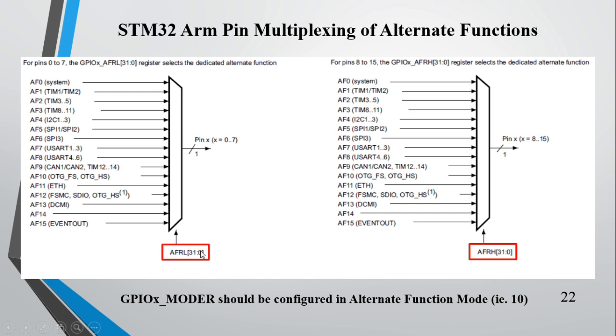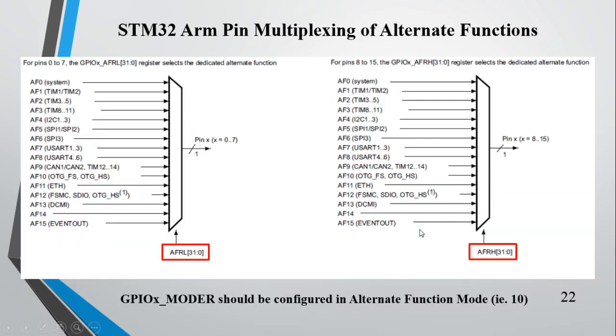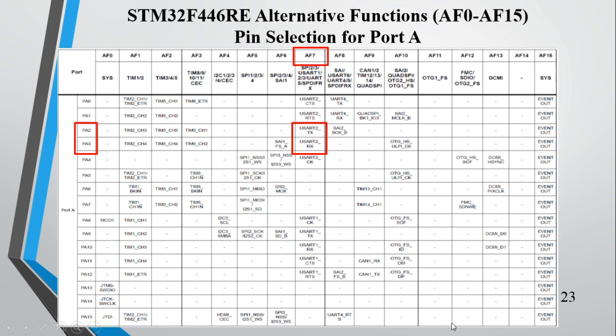Otherwise, even though you are configuring any of these two registers, it will be invalid if you are not configuring the mode register with 1, 0. That is why in the previous step, we configured PA2 and PA3 in alternate function mode by writing 1, 0 to both the pins. Right. So in the next step, we can configure the alternate functionality for those two.